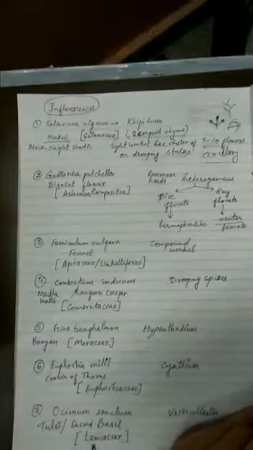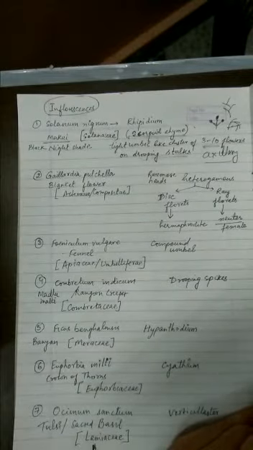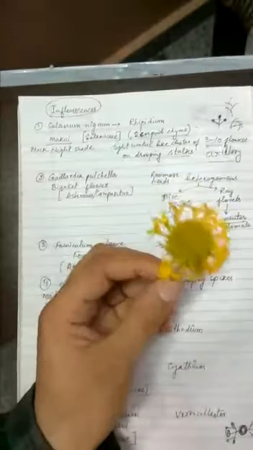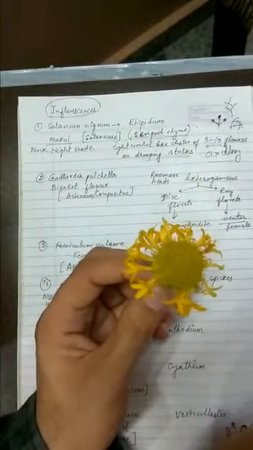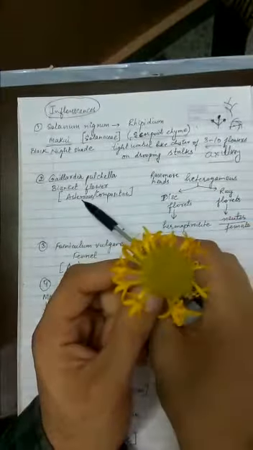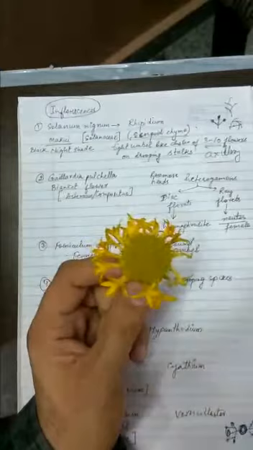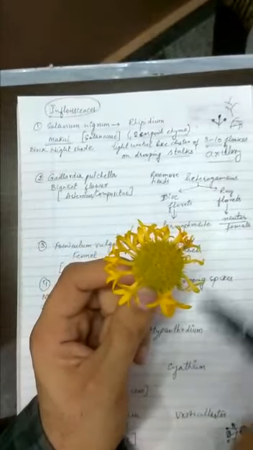Yeah, pulchella. Now this belongs to the flower. Okay. If you remember, we have discussed already, the Asteraceae family or Compositae family has a head type of inflorescence. So you can easily see here there are two types of flowers.